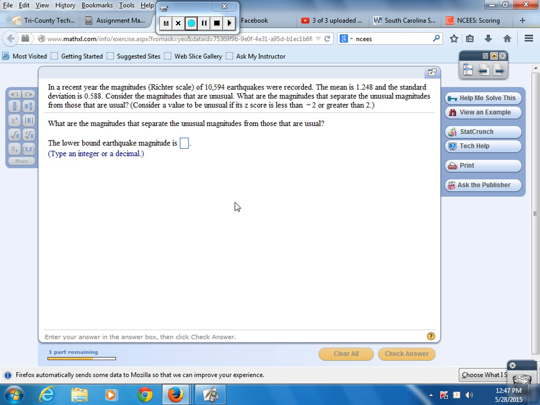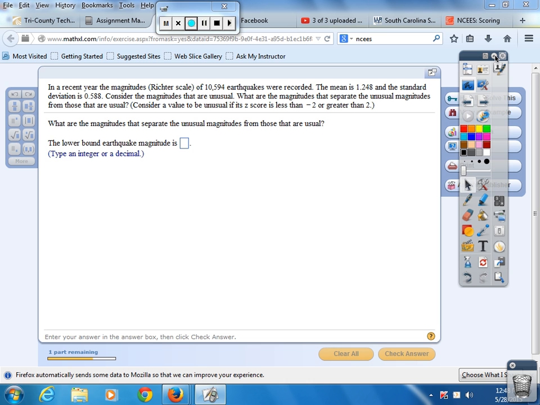In recent years, the magnitude on the Richter scale of 10,594 earthquakes were recorded. The mean is 1 point blah blah blah, and the standard deviation is blah blah blah. Consider the magnitudes that are unusual. What are the magnitudes that separate them? Okay, first of all, whenever you see mean and standard deviation, whenever you see those two words together, you're going to draw a what? A bell curve. So go ahead and draw it. Take your handy dandy whiteboard and draw you a bell curve.